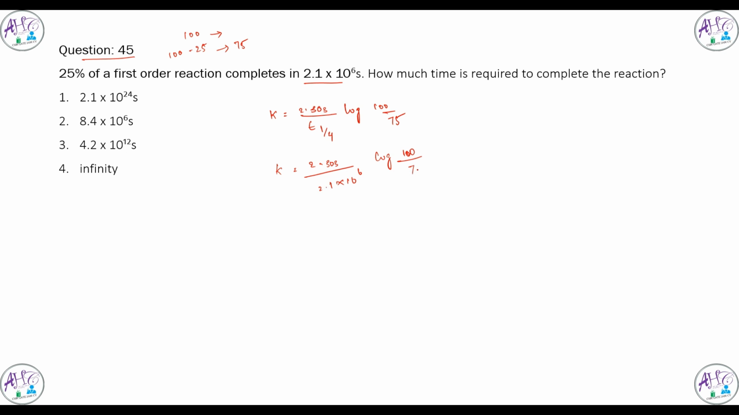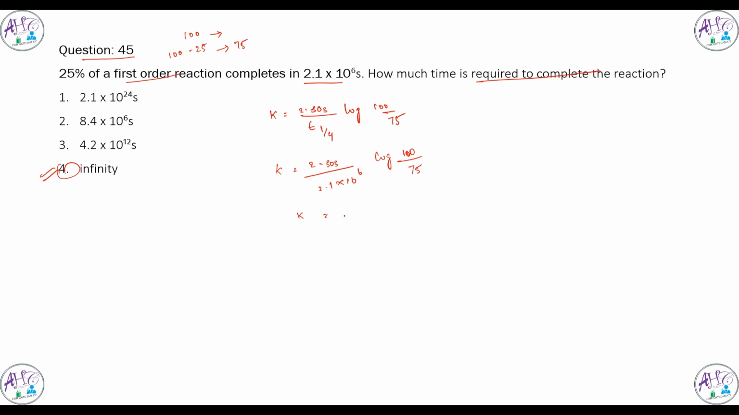There is another way to solve this question. If you clearly know that for a first order reaction, in order to complete the full reaction, you need infinite time. The reaction cannot be completed within a short range. The first order reaction is going to occur repeatedly, it is going to take infinity, and it cannot be completed to 100 percentage. So option 4 is the correct answer if you know the concepts. If you don't know the concepts, you can simply solve this question.